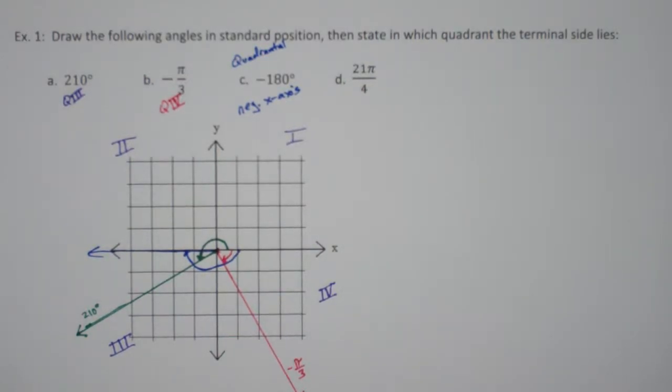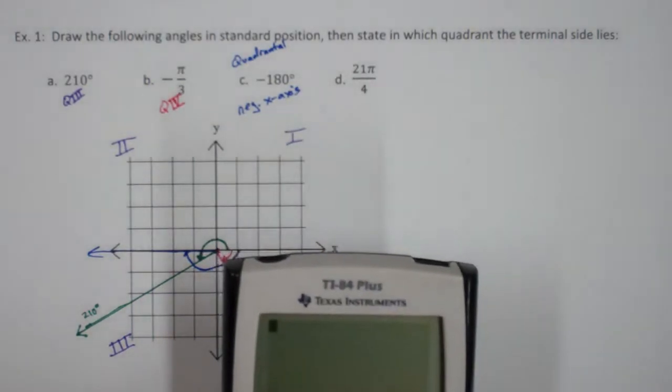We've got 21 pi over 4. And 21 pi over 4 is going to be bigger than 360 degrees, or 1 full revolution. So there's a few different ways that you can attack this problem. One thing to do is just to change it into degrees and see what you get. So let's try that. We'll do a little calculator work here.